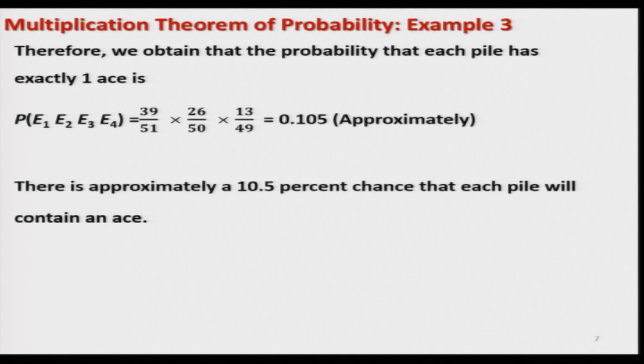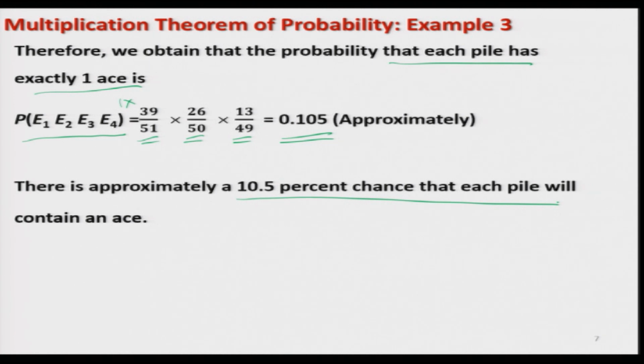So, now if you substitute all these values, we can find the probability that each pile has exactly one ace. The probability of E1 intersection E2 intersection E3 intersection E4 is 1 into 39 upon 51 into 26 upon 50 into 13 upon 49. So, this is approximately 0.105. So, there is approximately a 10.5% chance that each pile will contain an ace.